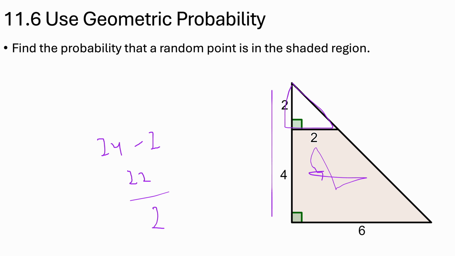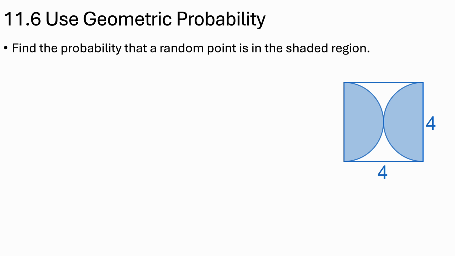Divide by 24. Hmm? This is half. Yeah, it is not 24. It is 18 because half of 6 times 6 is 18. Sorry, this is 18. So 18 minus 2 is 16, divided by 18. That is the answer. So 8 by 9 is the answer. That is the probability that the random point would be in the shaded region.